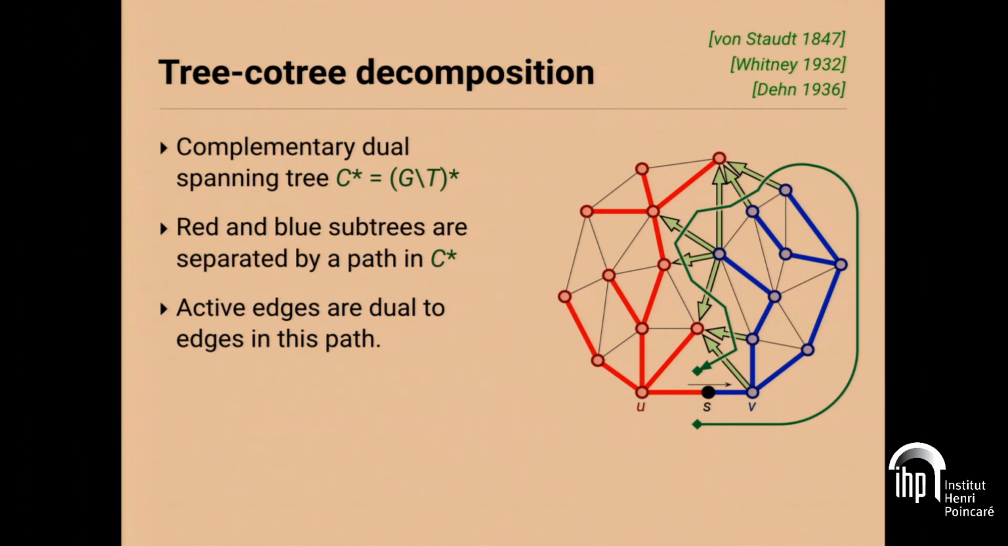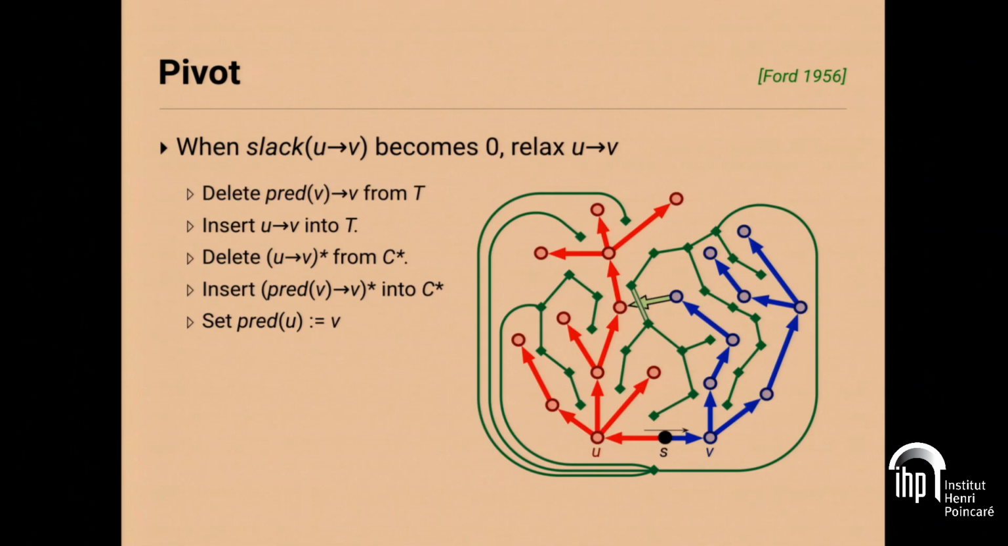And so if I want to find which edge is going to become tense first, I only need to pay attention to the edges dual to this path. Okay? Now, when that happens, what do I need to do? I say, okay, look, I've discovered that green arrow, that edge, that's the first one whose slack is going to go to 0. So I move the source to the point where it actually goes to 0.